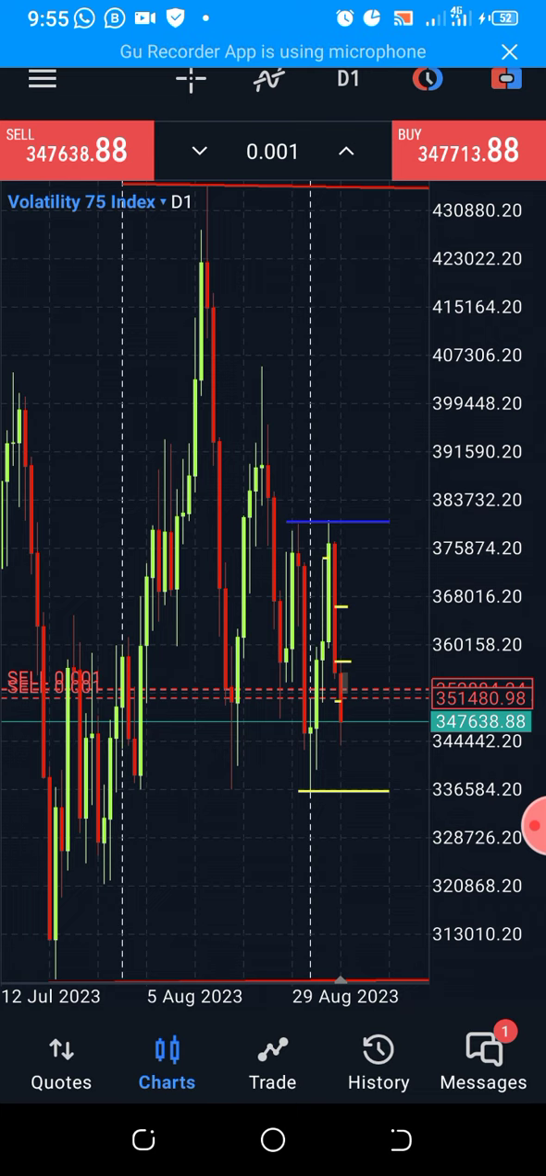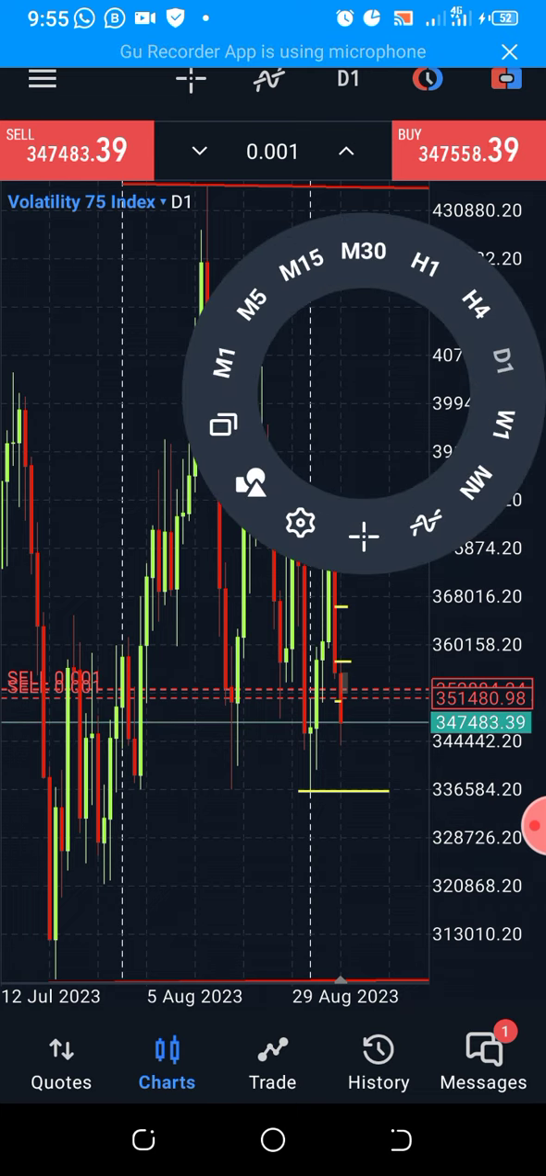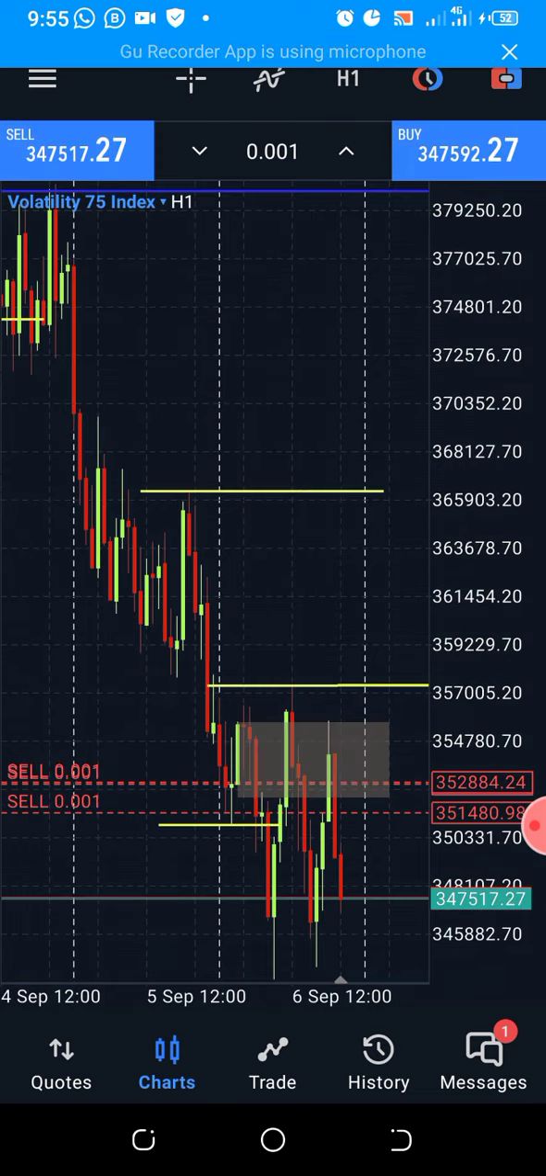I get that from my daily time frame, and then I go over to my 1 hour. My 1 hour time frame is where I check for the immediate trend. So despite what the H1 is doing, for example, if the daily time frame is on a bullish trend, I'm looking out for buy opportunities, more of buy opportunities on the 1 hour time frame.